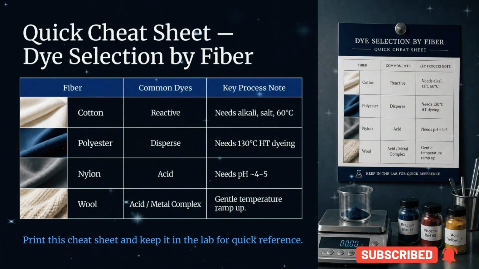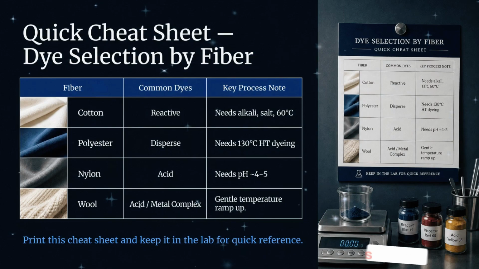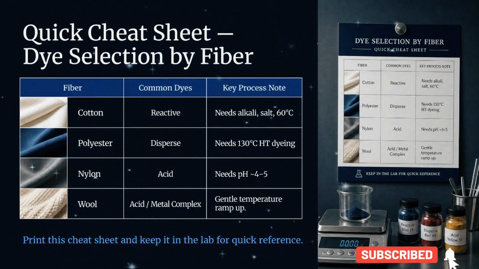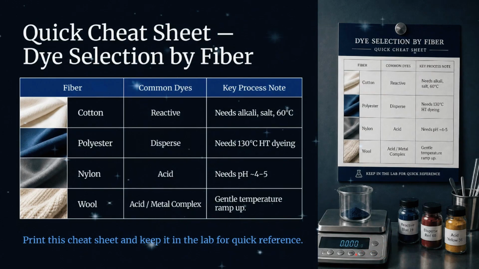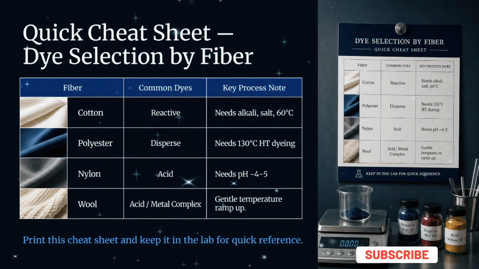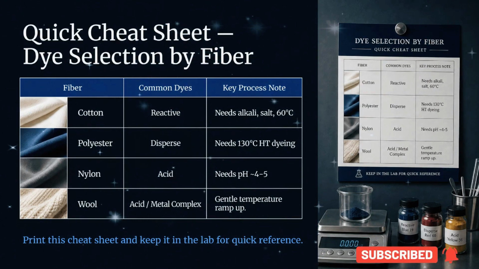This quick cheat sheet summarizes dye selection by fiber. Cotton needs reactive dye, alkali, and salt. Polyester needs dispersed dye and high-temperature dyeing. Nylon uses acid dye at a low pH. Wool uses acid or metal complex dye with a gentle temperature ramp. Print this sheet for quick lab reference.